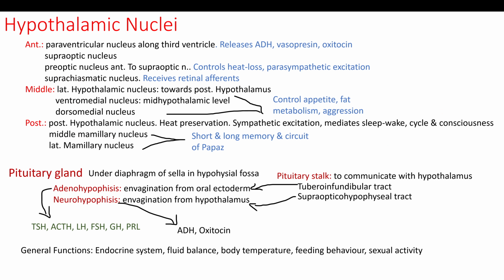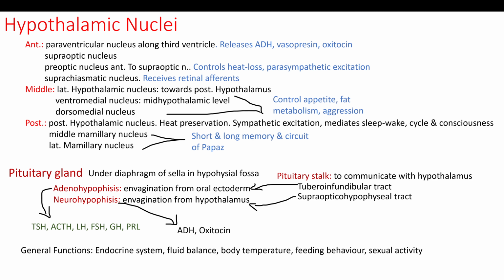Hypothalamic nuclei. The anterior group includes the paraventricular nucleus, forming a plate of neurons along the wall of the third ventricle. It releases antidiuretic hormone, vasopressin, also oxytocin. Then there's the supraoptic nucleus, which covers the optic tract and releases ADH and oxytocin. Preoptic nucleus lies anteriorly to the supraoptic nucleus, controlling heat loss, parasympathetic excitation. Suprachiasmatic nucleus covers also the optic chiasm and receives retina afferents.